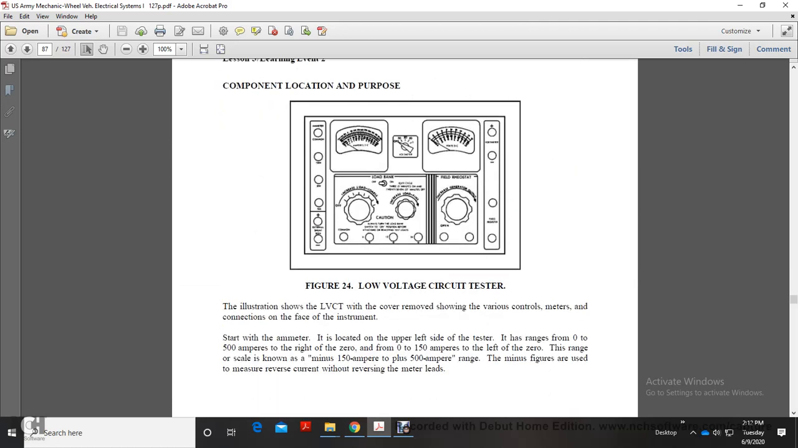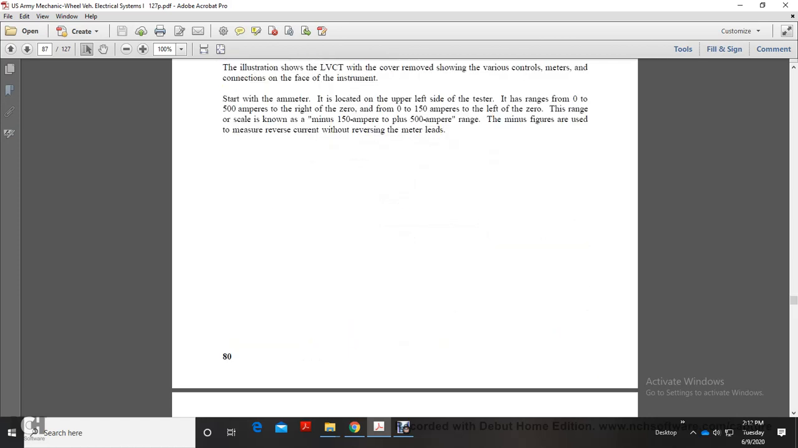Illustration: the low voltage circuit tester. An illustration of the low voltage circuit tester, with the cover removed, shows the various controls and meters with the connections on the face of the instrument. Start with the ammeter located on the upper left side of the tester, with a range from 0 to 500 amperes to the right of 0 and 0 to 150 amperes to the left of 0. The range of the scale is known as the minus 150 amperes to plus 500 amperes range. Minus figures are always used to measure reverse current without reversing the meter's leads.